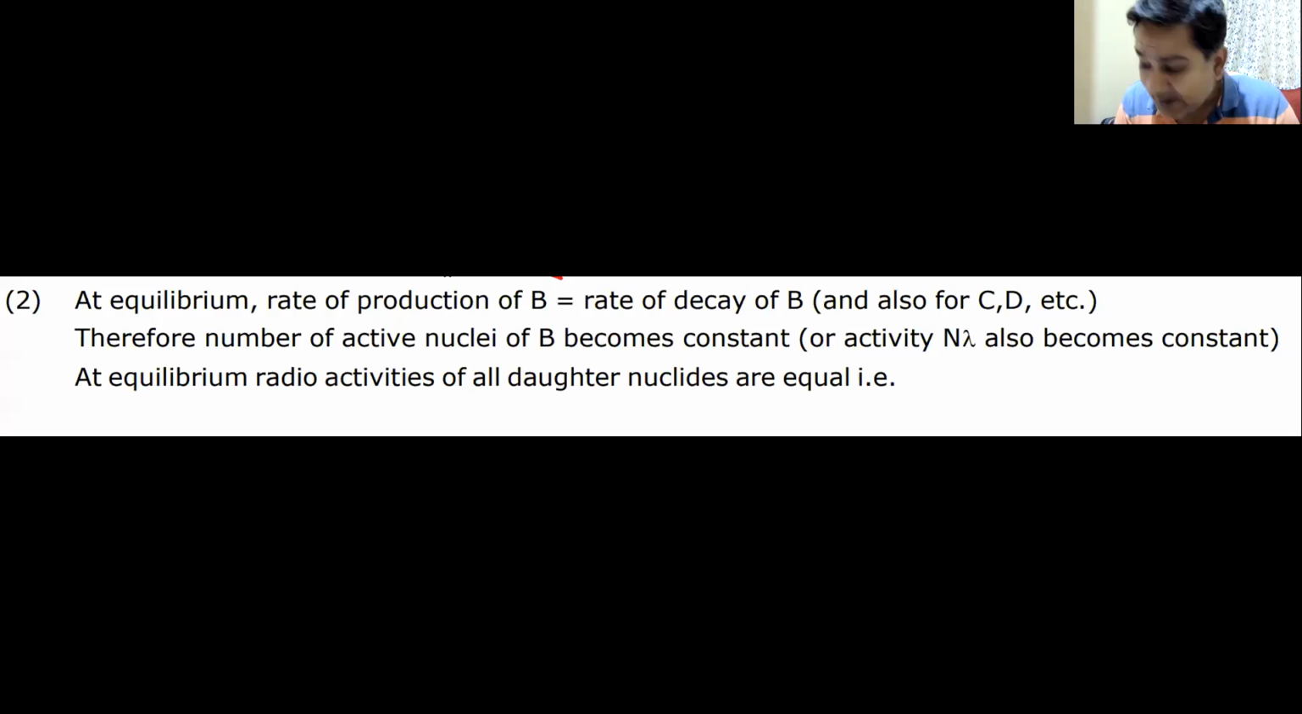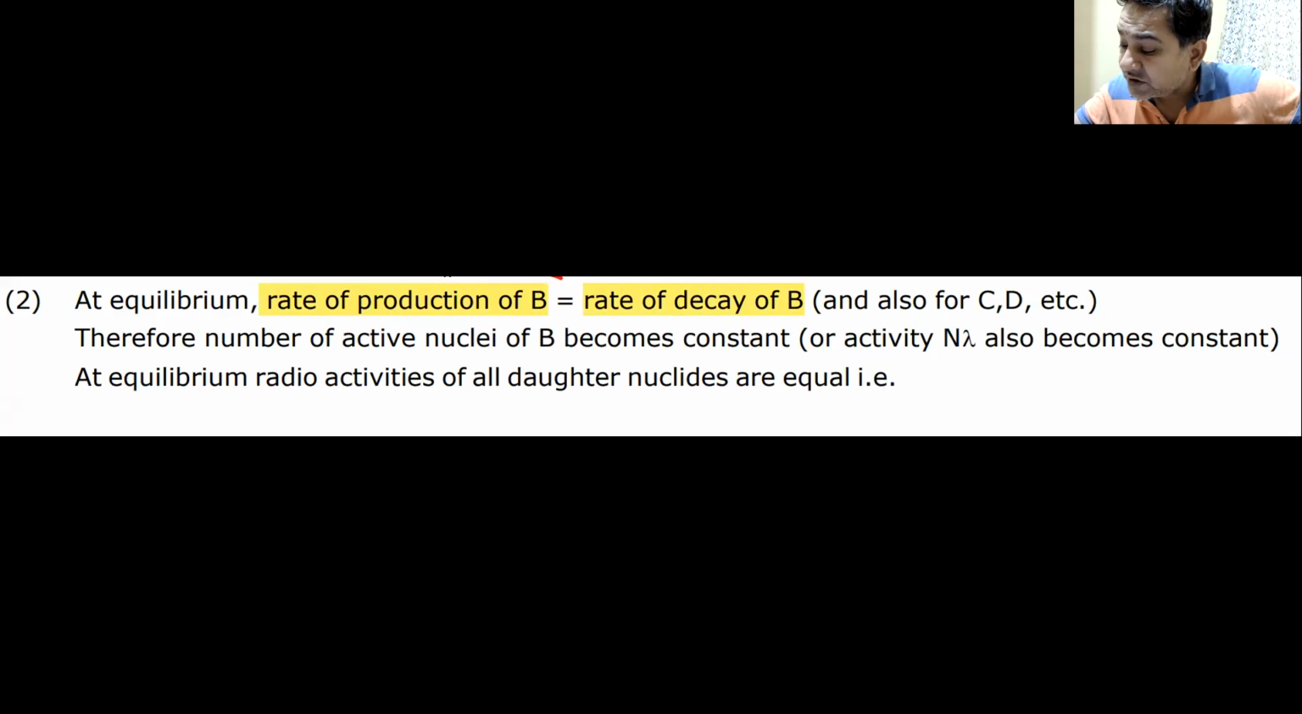Do you understand this? Yes, sir. One hand, A is producing B, other hand, B is producing C. Then tell me, what will you mean by equilibrium? At equilibrium, it's very simple: the rate of production of B becomes equal to the rate of decay of B. Do we understand this? Yes, sir.